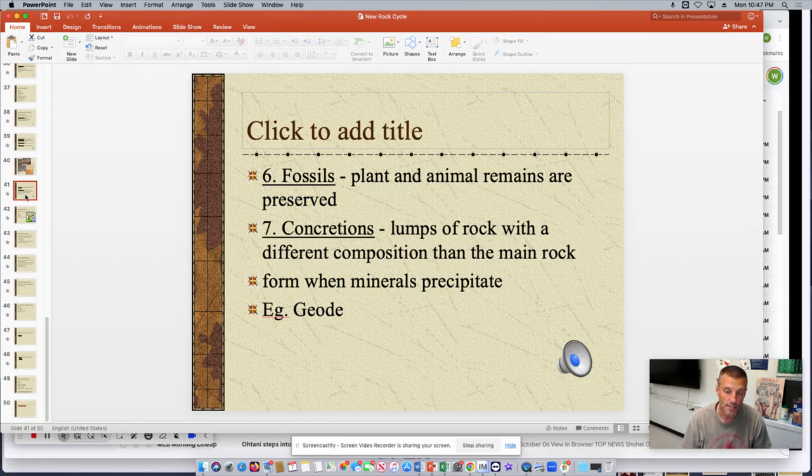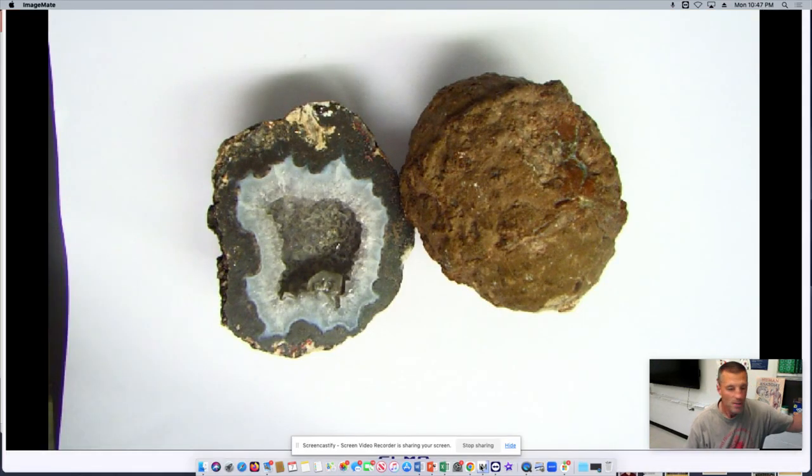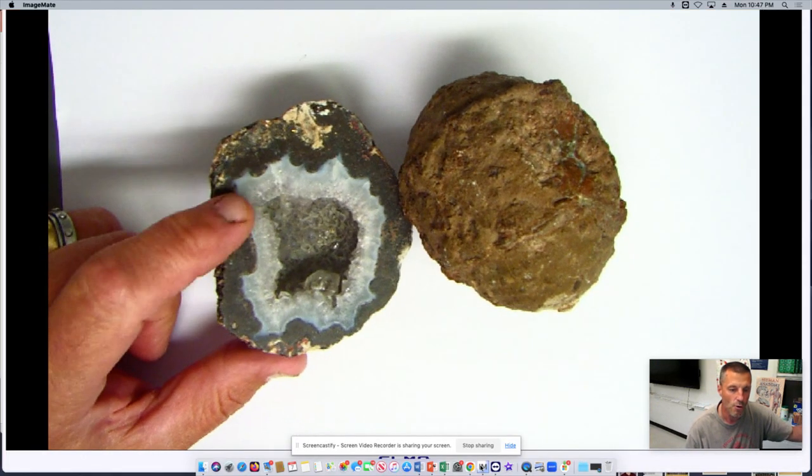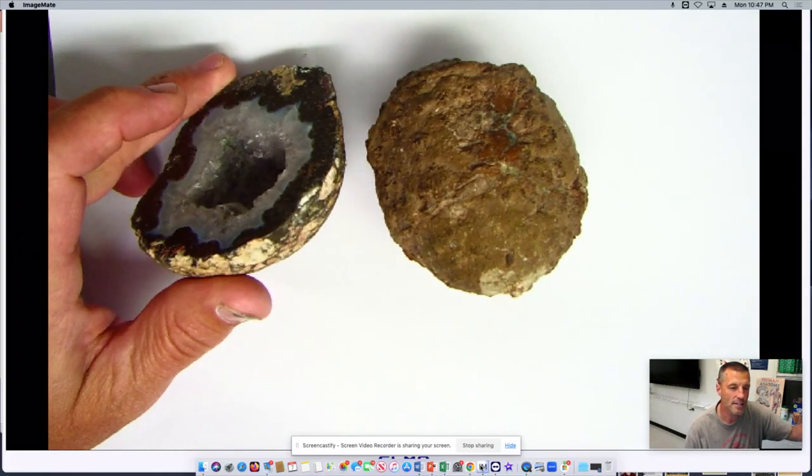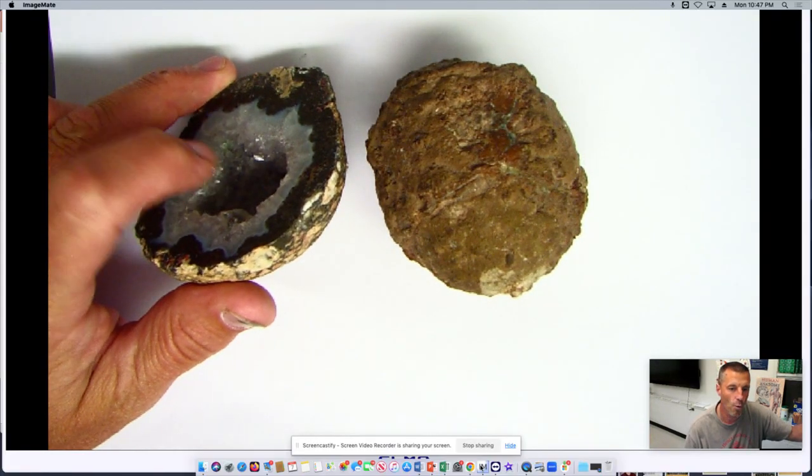And then concretions. Probably some of you have seen concretions, either somebody has one that they found, or maybe somebody has one that they got at a gift shop, something like that. But a concretion includes something like a geode, and I'm going to go to the camera and show you what that looks like. So this is an open geode, and you can see that it has these crystals inside that look kind of like quartz.